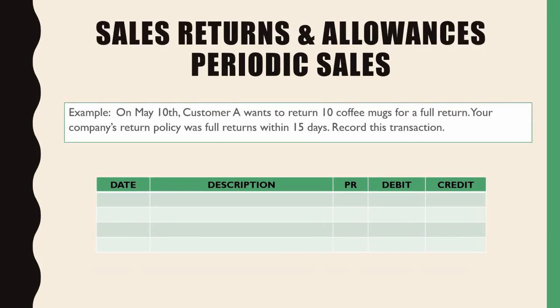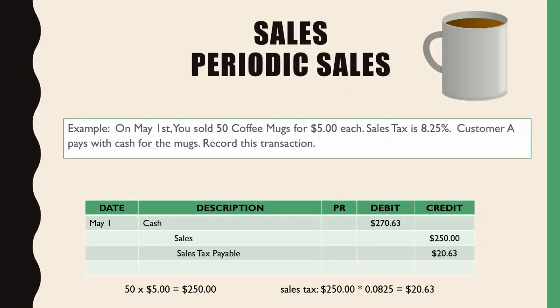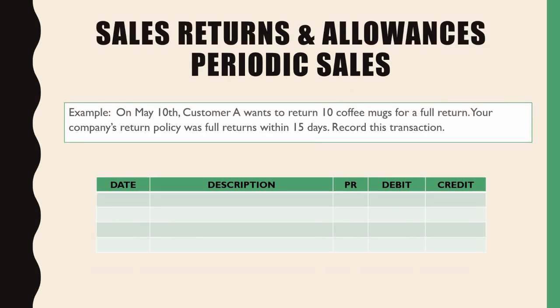Good. All right. Now, let's see what happens when we need to deal with the sales returns and allowances. Okay? So on May 10th, customer A wants to return 10 cups for a full refund. Your company's return policy was a full refund within 15 days. Record this transaction. So we originally bought it on the 1st of May. Now, 10 days later, they decided to return it. So do we grant them the full refund? Yes, we do. They're only refunding 10 of the 50 mugs.